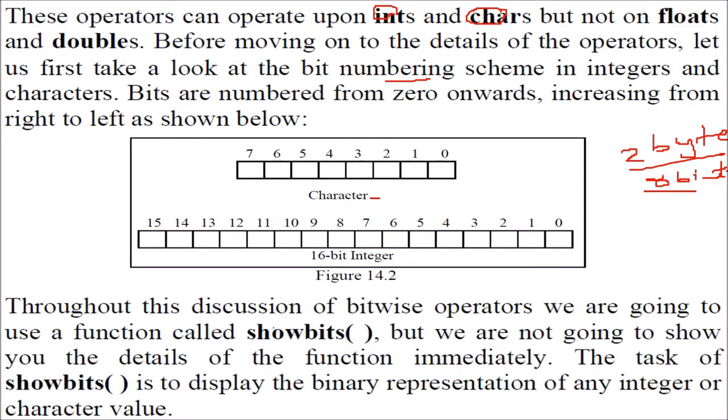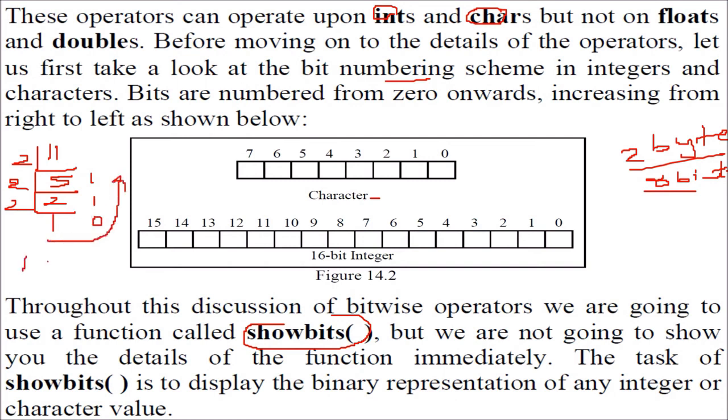We'll use a function called showbits, which will give you the binary equivalent of a decimal. That means if I take 11, this is a decimal number. So how to get the binary equivalent? Let me show you. We divide it by 2: 2 5s are 10, remainder is 1. 2 2s are 4, remainder is 1. 2 1s are 2, remainder is 0. So we take it this way, written as 1 0 1 1.